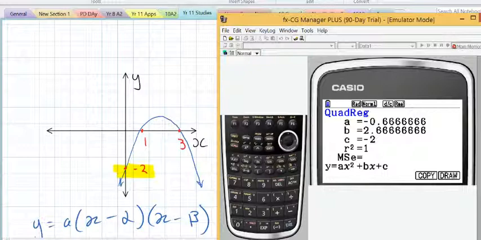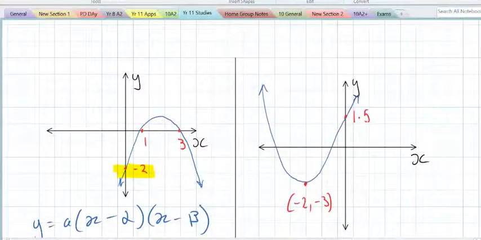And r squared of 1, what does that mean from your other maths? Yeah, you are hitting every point. It's perfect. Your correlation is perfect. Okay. Now, that technology solution doesn't work when we have this second sort of graph.